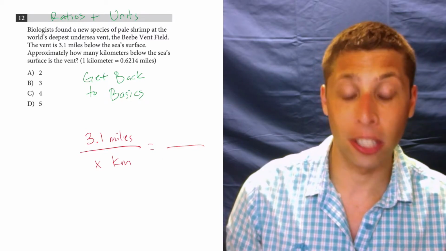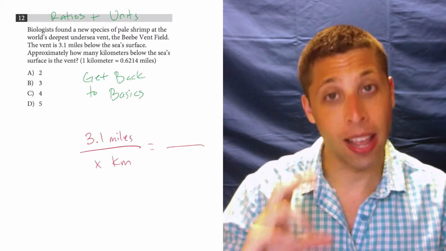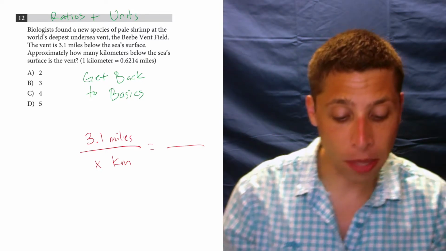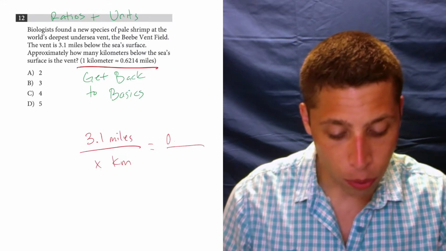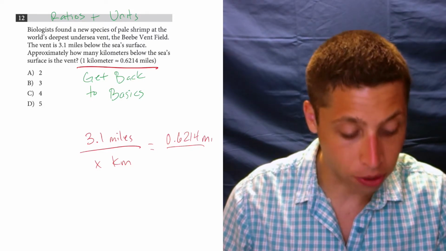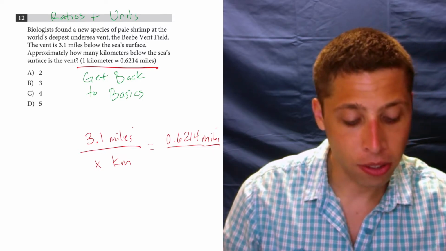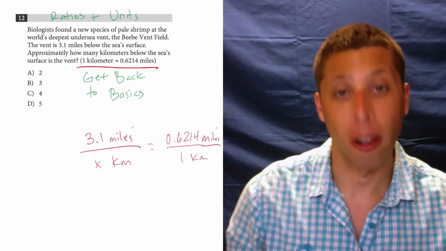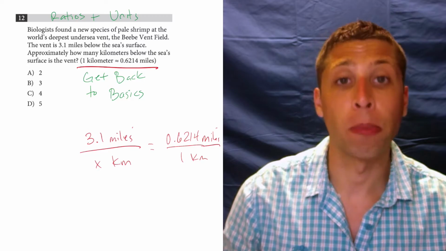And our guide here is that we need to have the same units on the top and the same units on the bottom, right? So top to top, bottom to bottom. So this is easy because there's no other units besides kilometers and miles. We know that we need 0.6214 miles on the top because I need miles to be equal to miles. And that means 1 kilometer on the bottom. And now we can cross multiply and divide.